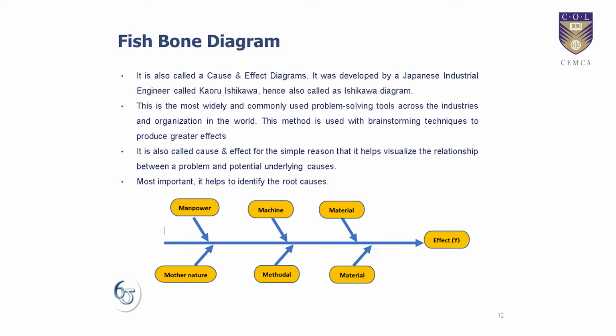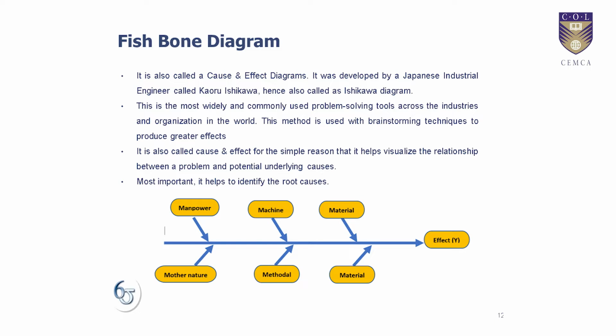It looks like a fishbone where there is a head and then there are different bones. Those bones are the key areas that we look at. This is also called the Ishikawa diagram, named after a Japanese industrial engineer, Kaoru Ishikawa. So cause and effect diagram, Fishbone diagram, or Ishikawa diagram are some names for this method. It is a tool for organizing the brainstorming ideas.